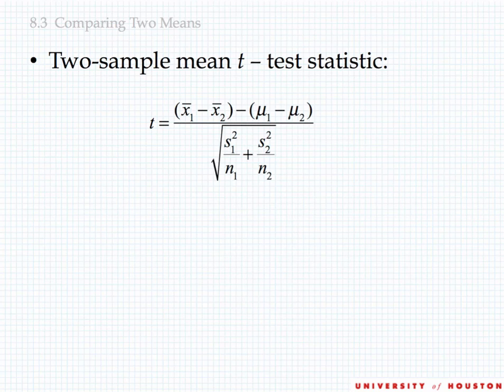The test statistic will look like this. The mean of sample 1 minus the mean of sample 2 minus the mean for population 1 minus the mean for population 2, divided by the square root of S1 squared over N1 plus S2 squared over N2. Note, since our null hypothesis on the test we will be doing will be making a comparison of whether or not these two population means are equal, this value for our test will be 0.